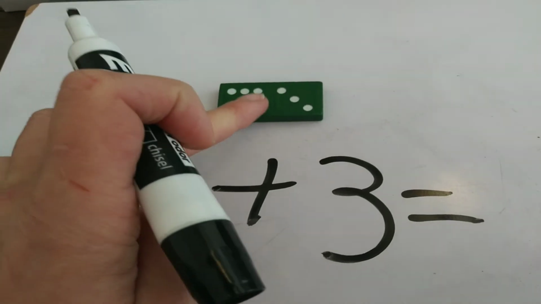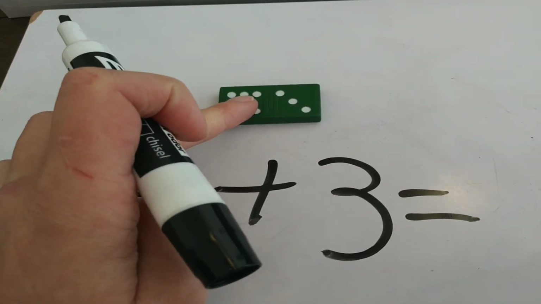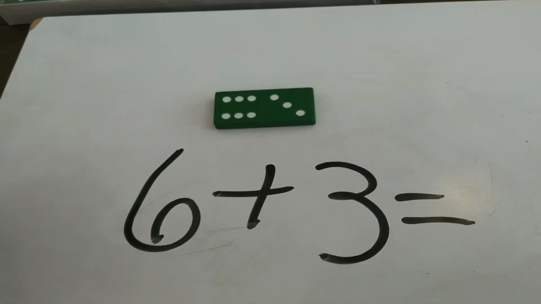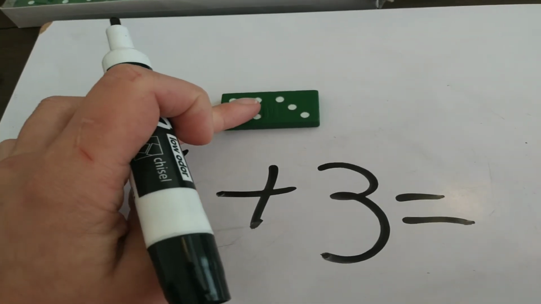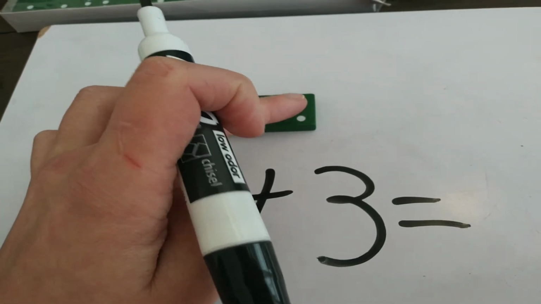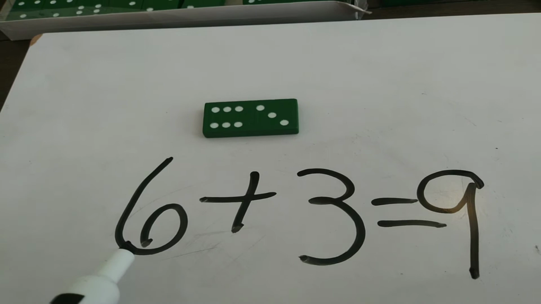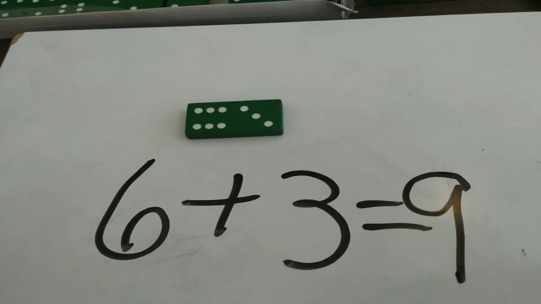And you know what? Since I know there's 6 right here, I'm going to count up. Remember that strategy we learned from counting up from 10? You can use that strategy here. So I can go like this: 6, 7, 8, 9. Always use those tricks to help you. 6 plus 3 equals 9.